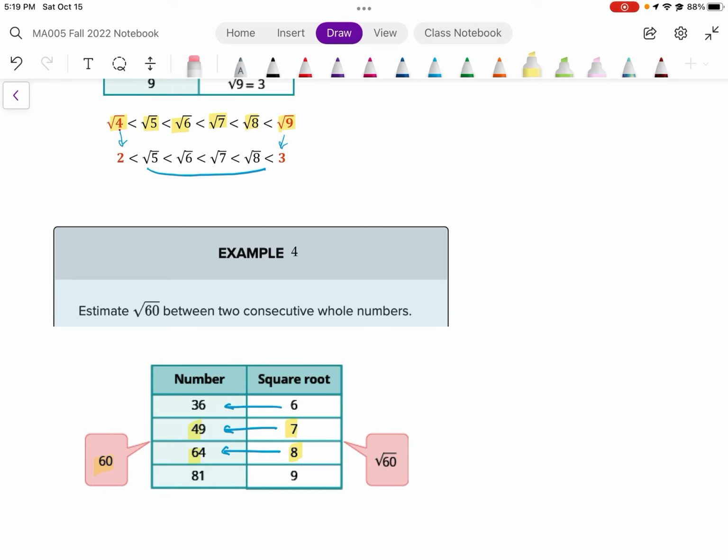And if you do it on your calculator, you will find that the square root of 60, so we're going to say the estimation is maybe 7.7? 7.8 maybe? Something like that, close to 8. And if you look at your calculator, it's 7.75, I think I rounded it.